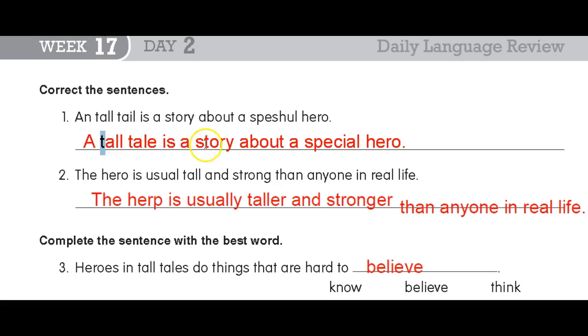So a tall tale is a story about a special. This is how we spell special: S-P-E-C-I-A-L. The C-I makes the sh sound. Special. Hero. Okay, so make sure that's spelled correctly. The hero is, instead of "usual," it should be "usually taller and stronger." So all this is a mistake. Usually taller and stronger than anyone in real life.